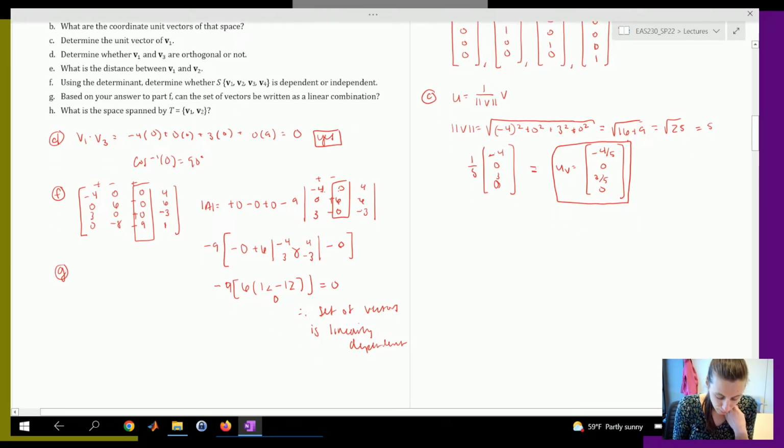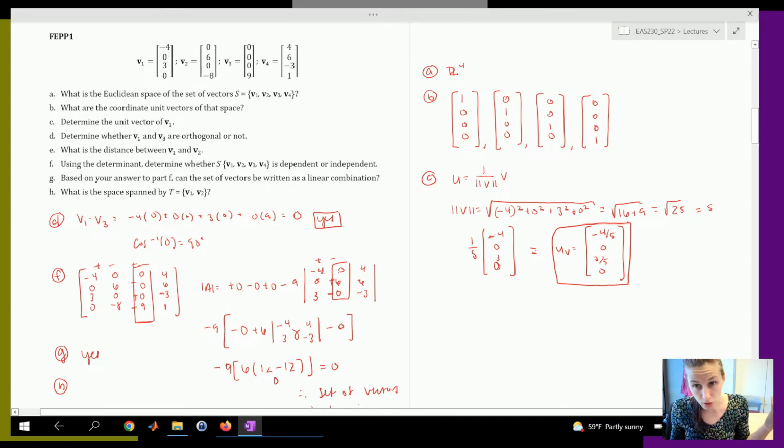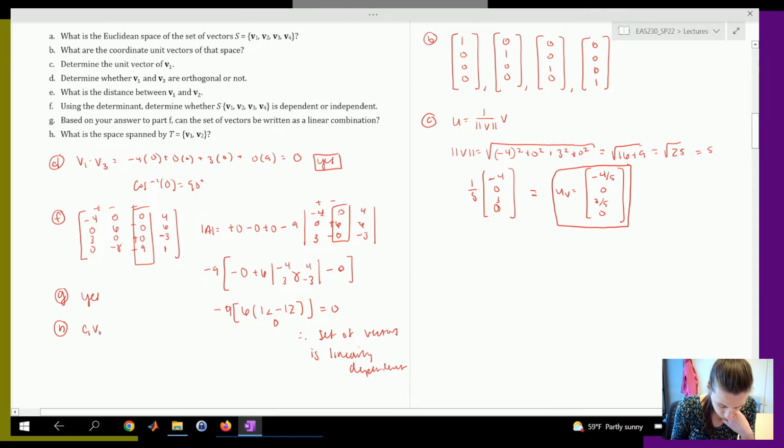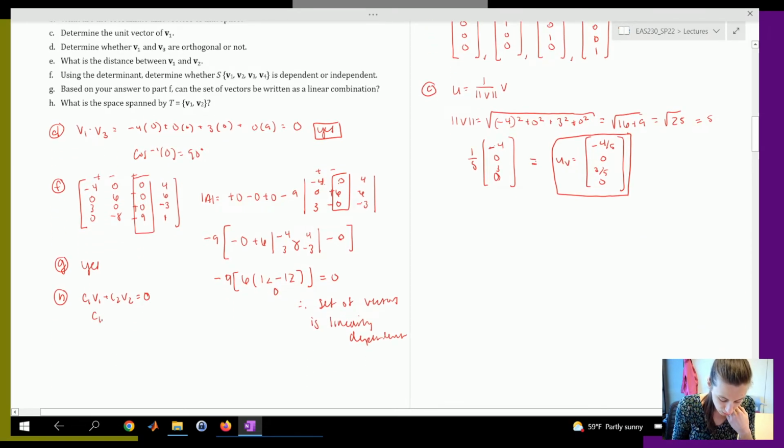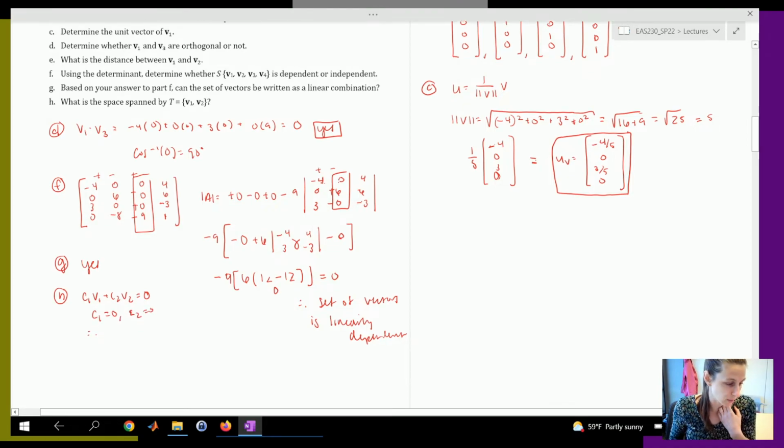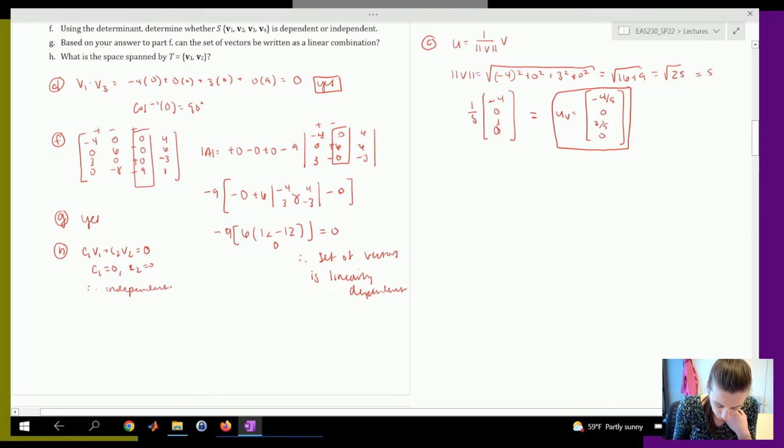If I do G, based on your answer, can the set of vectors be written as a linear combination? Yes, they can be written as a linear combination because they're dependent, which means that C1, C2, C3, C4 all exist. And then H, what is the space spanned by V1 and V2? If you look at V1 and V2, they are not multiples of each other. So if we look at C1 V1 plus C2 V2 equals 0, if you manually inspect that, you'll notice that the answers would result in C1 equals 0 and C2 equals 0. Therefore, they are linearly independent. And their span is a 2D space in R4, because there are 2 linearly independent vectors and they live in R4. Or it's a plane in R4. So there's your span.